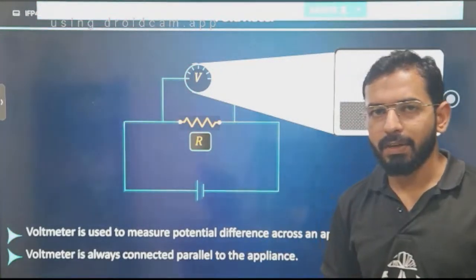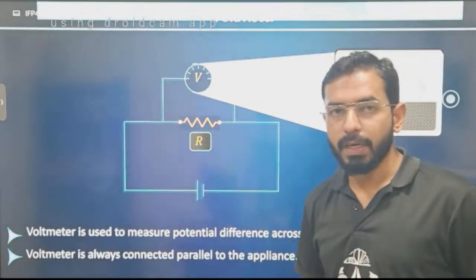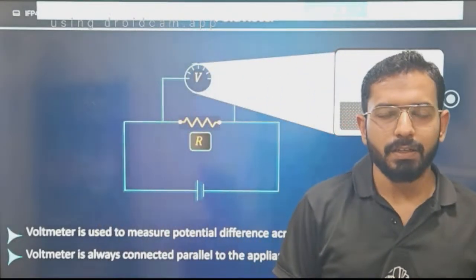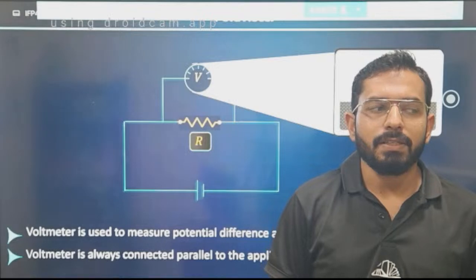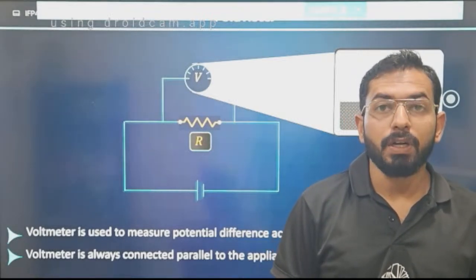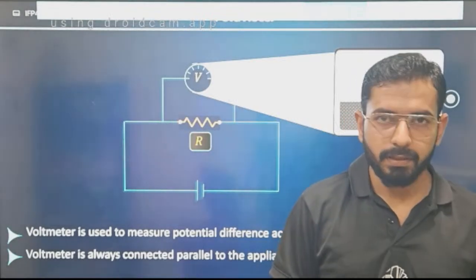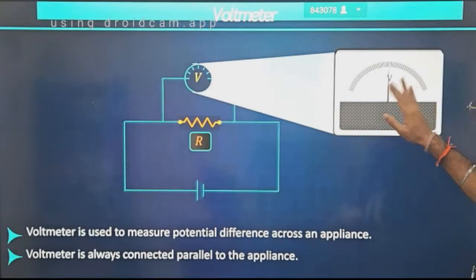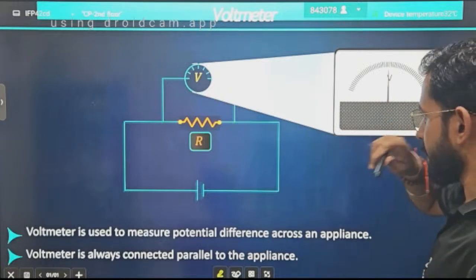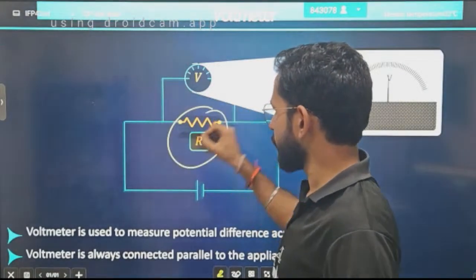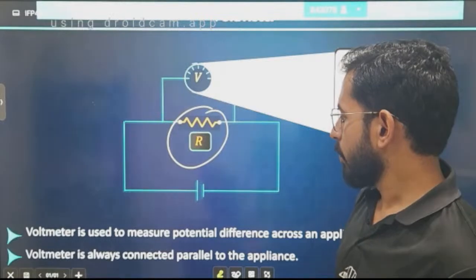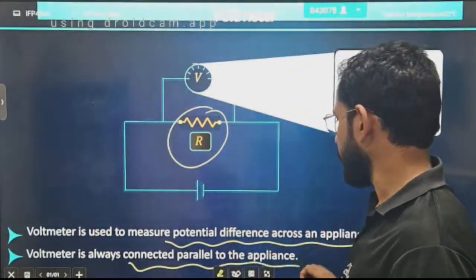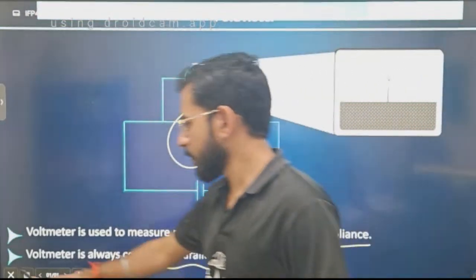Now the next important device that you have to understand is the voltmeter. Same as the ammeter, from the name itself it is very clear what the use of a voltmeter is. A voltmeter is used to measure the voltage, the potential difference, across anything. It is again a kind of deflection meter, as shown here, and it is always connected in parallel across the appliance whose potential difference you want to calculate. A voltmeter is always connected in parallel to the appliance. That is the point I have told you.